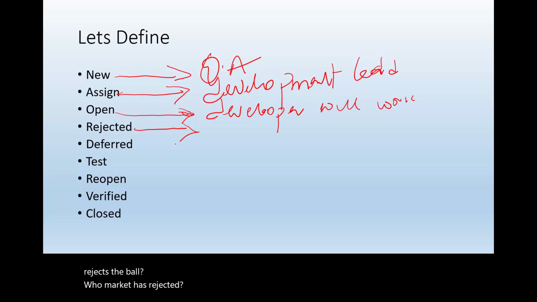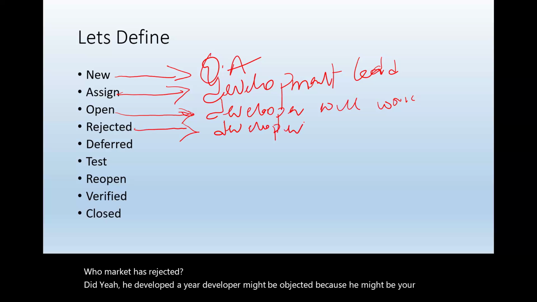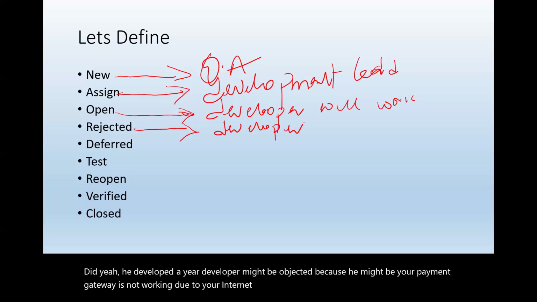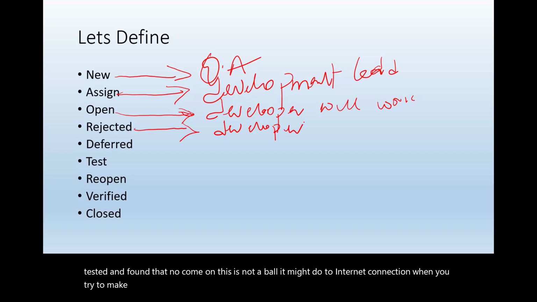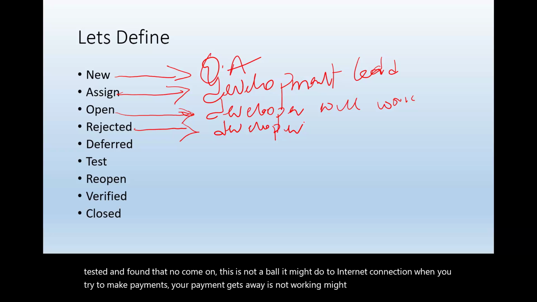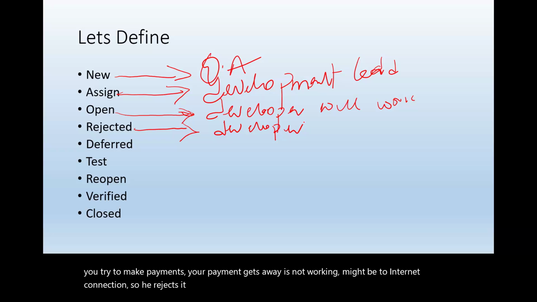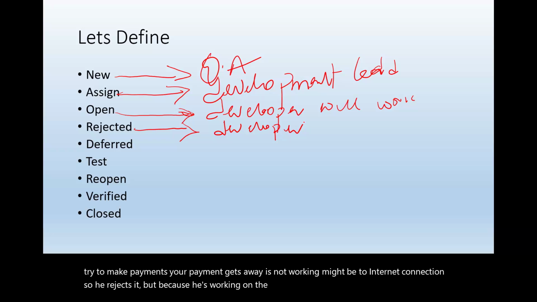The developer, the person that opened it. Yeah, the developer might reject the bug because it might be that your payment gateway is not working due to your internet connection, and you raised the bug for that. So he tested it and found out, no, come on, this is not a bug. It might be due to your internet connection when you try to make payments. So he rejects the bug because he's the one working on it, so he has the right to reject it.